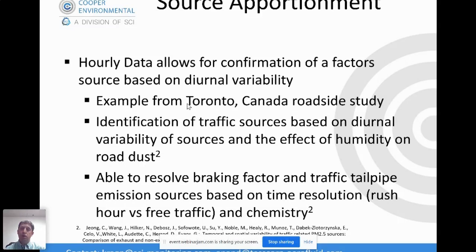So we have a sample here from Toronto, a Canadian roadside study. And what they were able to do, the University of Toronto was able to do, is identify traffic sources based on the diurnal variability of their sources and the effect of humidity on road dust. So they were able to resolve things like braking factors from tailpipe emissions based on the time resolution. So for example, we're seeing a braking factor much more present at time periods during rush hour versus free traffic when the tailpipe emissions were a much larger part of PM.